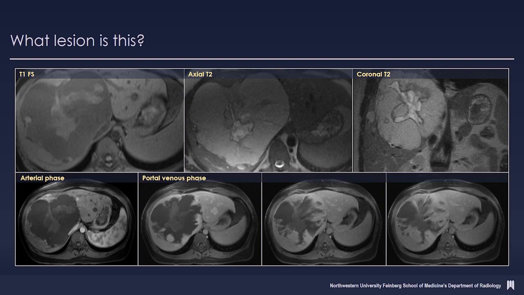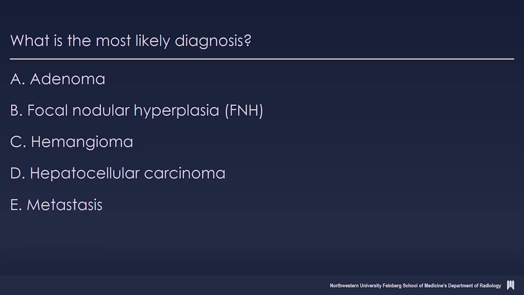So the first case that I'm going to show you is this case. Upper left image you can see is a T1 fat suppressed image. Here's a T2 weighted image in the axial and coronal plane. This is early after contrast material and progressively later. So the question is, what lesion is this? And I'll give you a few minutes. So your choices are A, adenoma, B, focal nodular hyperplasia, C, hemangioma, D, hepatocellular carcinoma, or E, metastasis. And the answer is hemangioma.